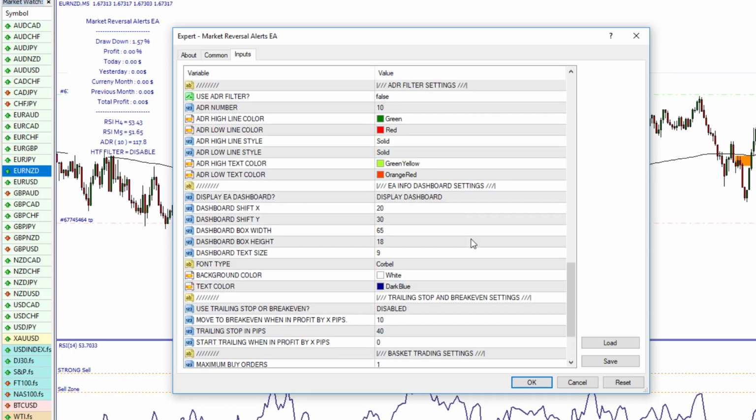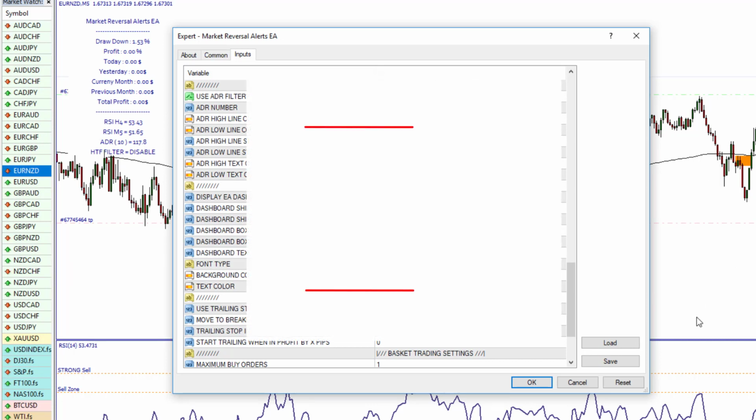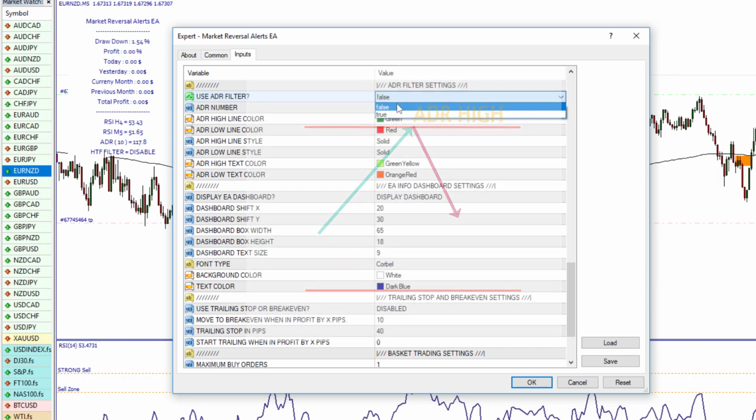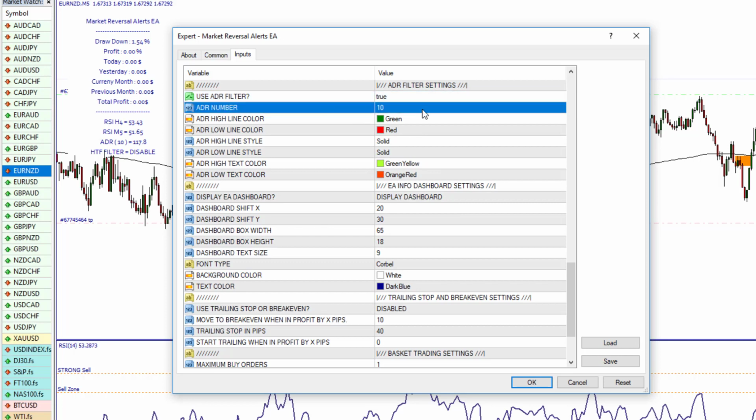The other filters we have available are the ADR filters. Now with ADR, what this will do is only take a trade if price has hit the ADR extreme for the day. So for example, with this particular pair, the ADR is 117. So if price has moved hard today and has hit ADR, it will then only take a trade if that condition is met. So what this is relying on is price reversing once it gets to its average daily range.